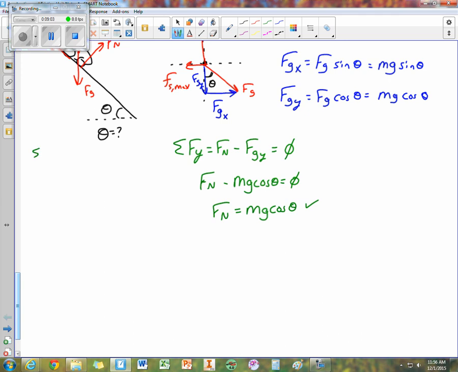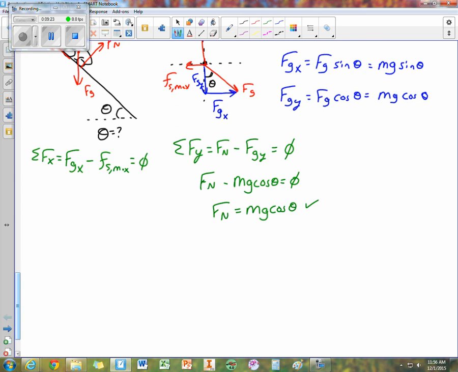Then we need to take a look at the forces on the x-axis. On the x-axis we have our Fgx trying to pull the car down the hill, minus the maximum static friction trying to keep the car from sliding. And again, we want equilibrium. We want this car to stay put. So the sum of those forces needs to be 0 as well.